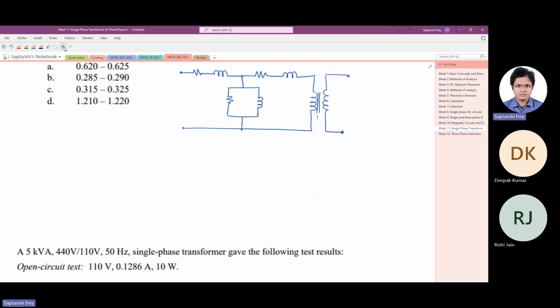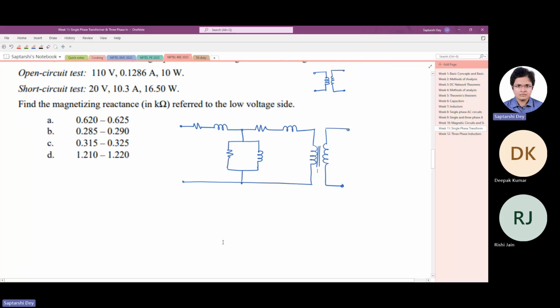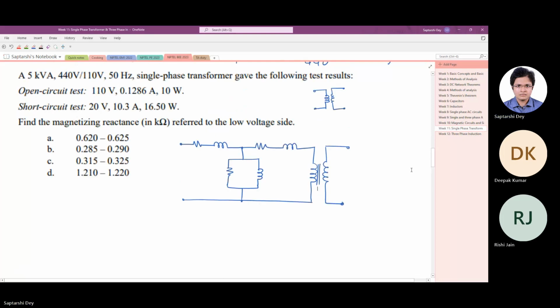Now we will look into the questions. First, we will see what all we can find from the open circuit test. Now, open circuit test is always done at the low voltage side, because the objective of open circuit test is to find out the core loss. Now, core loss depends on the voltage and the frequency.